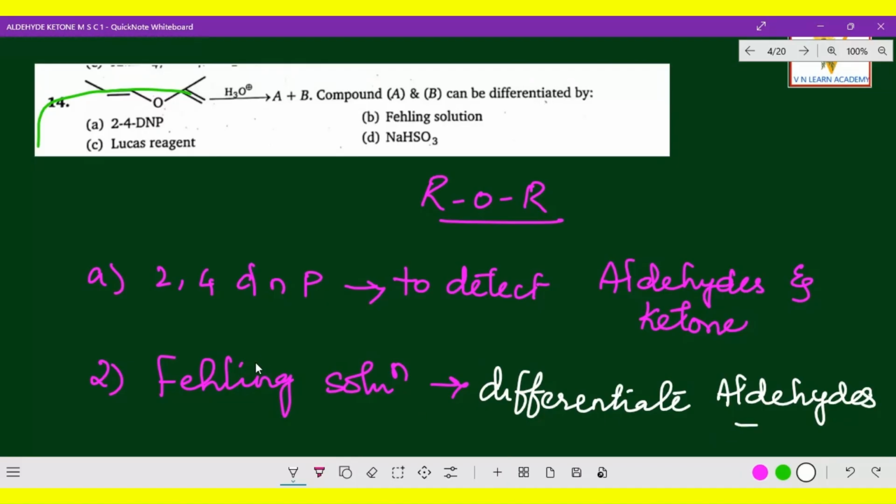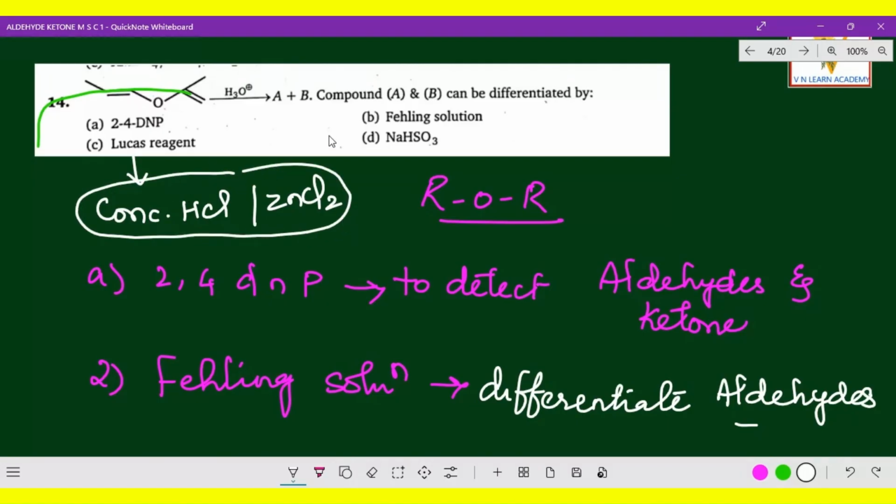And the next one is Lucas reagent. You know Lucas reagent very well. This is to detect primary, secondary, tertiary alcohols. What is it? Concentrated HCl and dry ZnCl2, zinc chloride. To detect that purpose, we are using Lucas reagent. And the last one is sodium bisulfite. Do you know what purpose we use it for? We use it to purify aldehydes and ketones. So these are the 4 options we are going to look at.